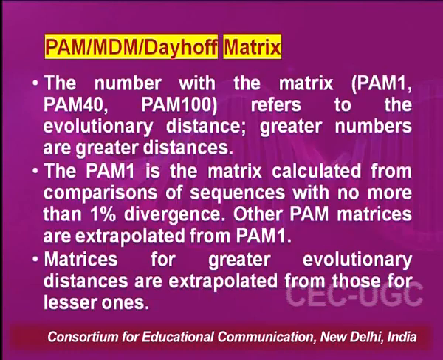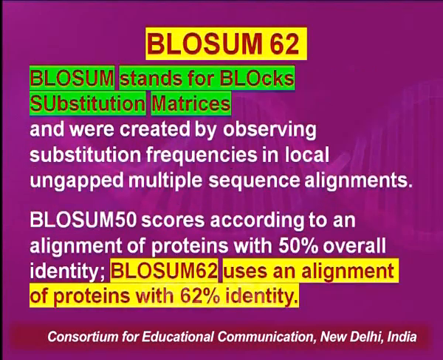So this was about the PAM or Dayhoff matrix, and there is a number always written on the right side of this, like PAM1 or PAM40 or PAM100. So PAM1 refers to the evolutionary distance she has considered, no more than 1% divergence. In PAM100 she has considered 100% divergence, in PAM40 she has considered 40% divergence.